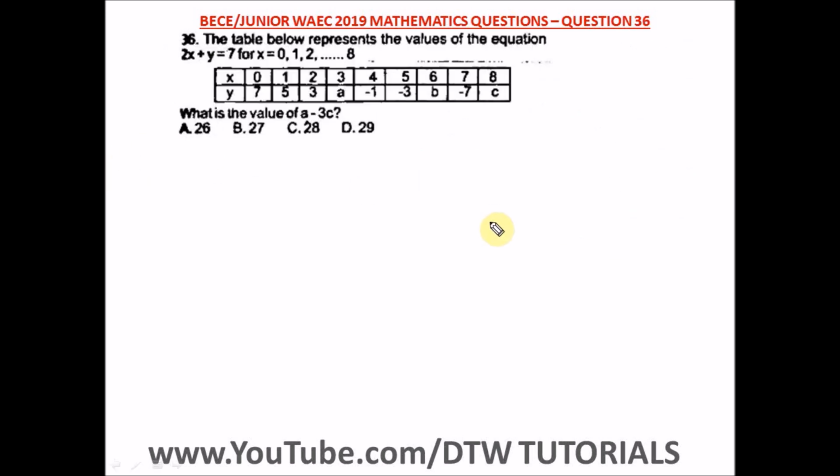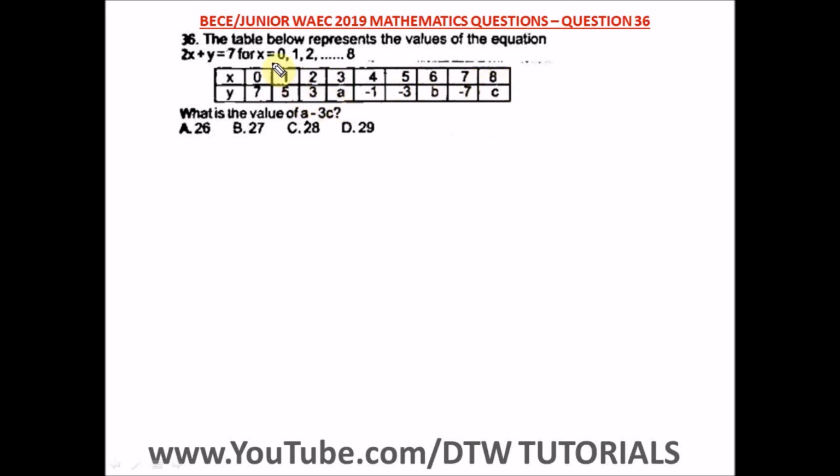Question 36 of the BECE Junior WAEC 2019 Mathematics Past Question. It says the table below represents the values of the equation 2x plus y is equal to 7 for x equal to 0, 1, 2 to 8. That's it. For x equal to 0, 1, 2, 3, 4, 5, 6, 7, 8.